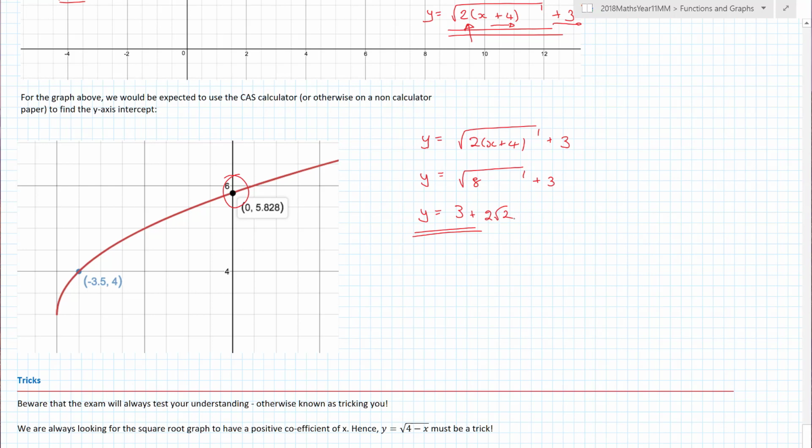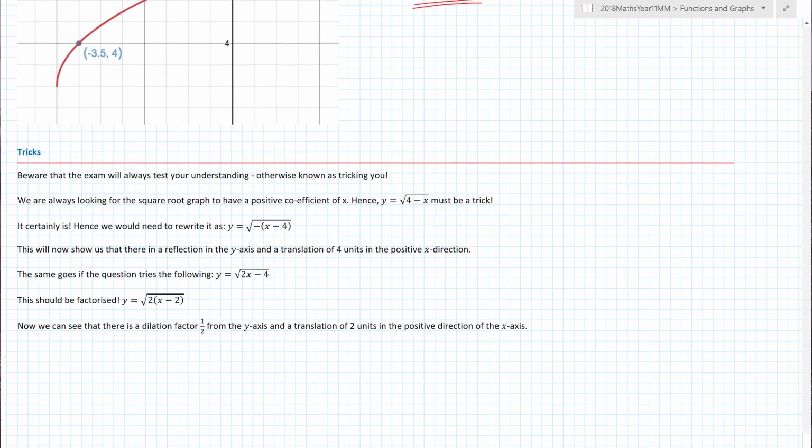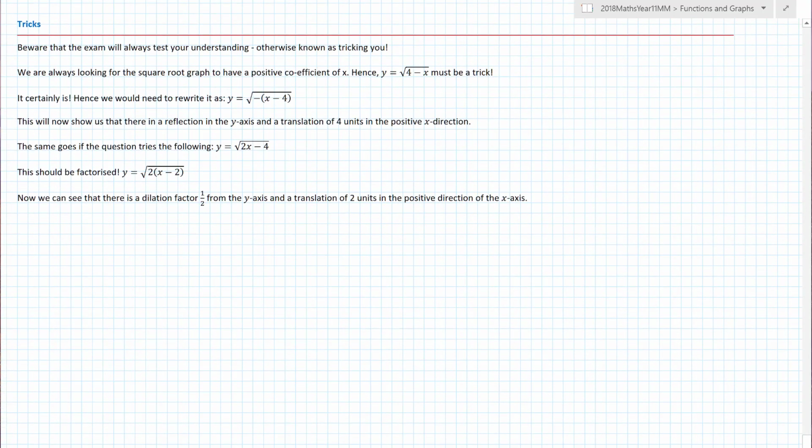Just in case you are not aware, the root of 8 in simplest surd form would be 2 root 2. Now, there are tricks. Beware that the exam will always test your understanding. It will not just get you to draw base graphs. We're looking for those tricks where the minus sign is after the number, so that we would rewrite that equation as minus x minus 4. That would now tell me that it is reflected in the y-axis. So it would do that, and then it would move 4 units this way. So my final graph would look like that.